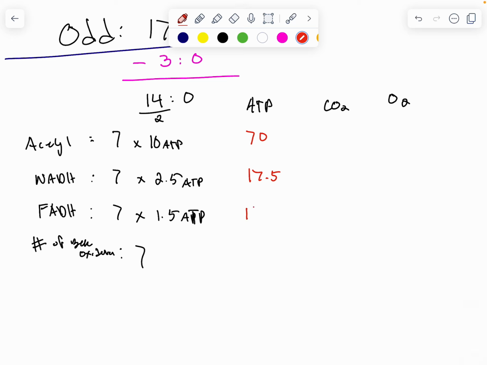But a lot of our ATP here, the math is still going to be the exact same. Our CO2 is still going to be the exact same. Our oxygen is still going to be the exact same. So we know 3.5, 3.5, and so on. So if we're looking at grand totals here, we're looking at about 98 ATP, about 14 of CO2 consumed, and about 21 moles of oxygen consumed as well.